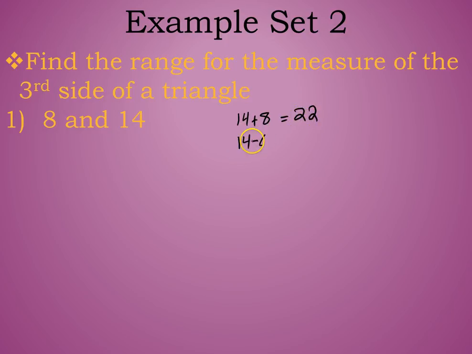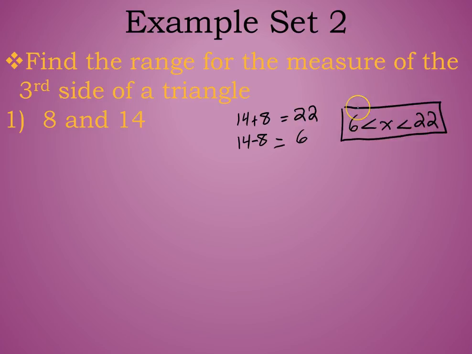We also want to subtract the two. Because assuming 14 was the biggest, what could be the smallest side that could go with the 8? So 6. What this tells us is our range: we have to be bigger than 6, but we have to be less than 22 at the same time. So any number in between 6 and 22 would be a correct value for the third side. So 7, for example, would work, 20 would work, 17.34 would work, but anything 6 or lower would not work, anything 22 or bigger would not work.